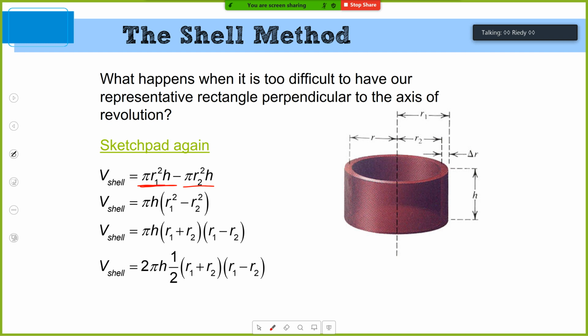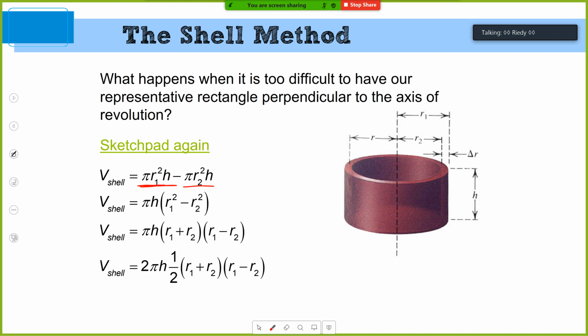The rest of the stuff I did from that point on is all some weird algebra to get me where I need to go. And I wouldn't expect you to be able to do this, but like I said earlier, I think it's important that you understand where this comes from. Second step, I factored in a common factor of a pi and an h. That leaves me with r1 squared minus r2 squared. That's the difference of perfect squares. And so from Algebra 1, you remember that that can be factored into r1 plus r2, r1 minus r2.